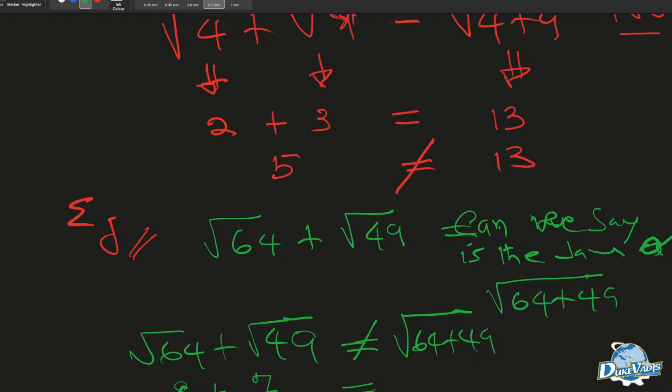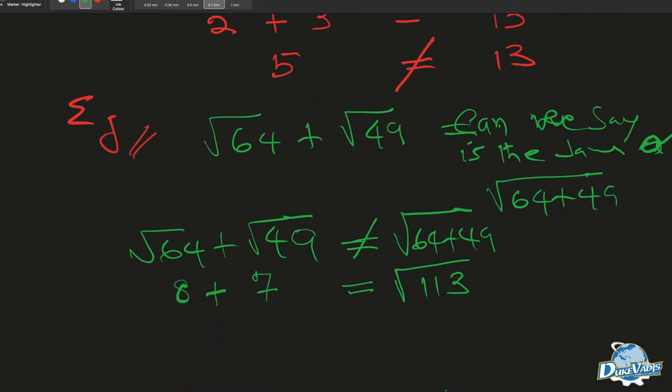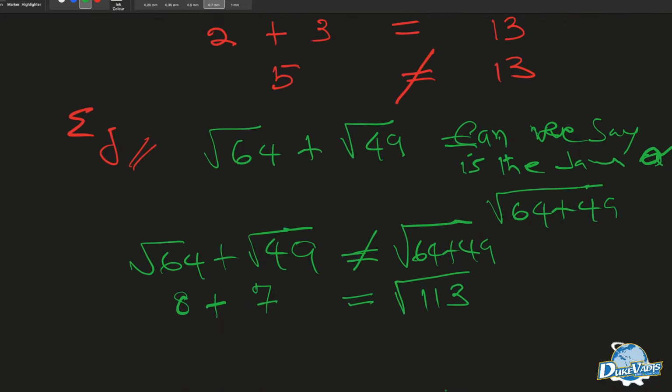What do you get when you add 64 to 49? You see, you get square root of 113. Okay, square root of 113. Okay, and 8 plus 7 is 15.